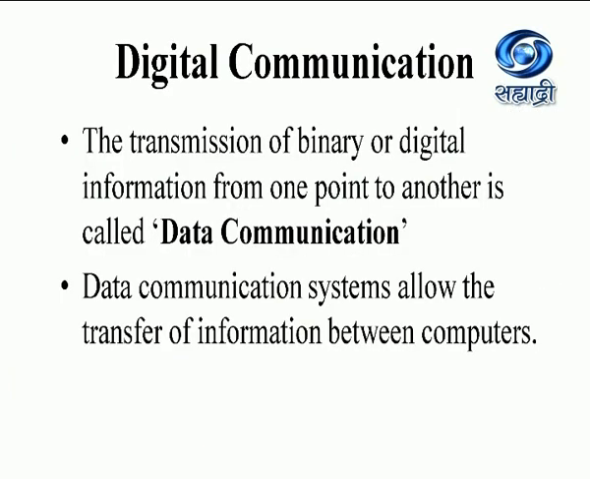So let's start with digital communication. We have seen the first part of communication, that is analog communication, where analog signals are used. The second part of communication is digital communication. The transmission of binary or digital information from one point to another is called data communication. Data communication systems allow the transfer of information between computers. Basically in this type of communication, digital signals, that is the binary signals, are used for communication.